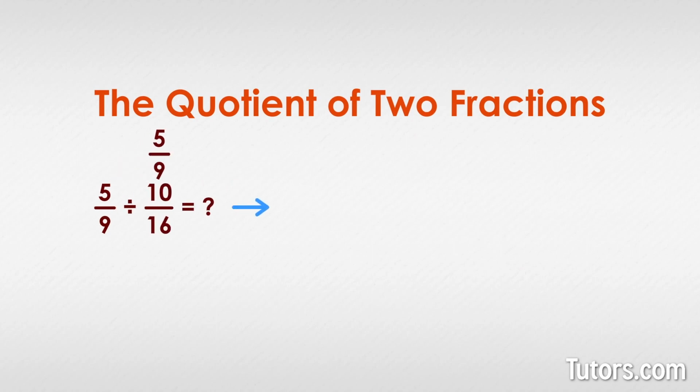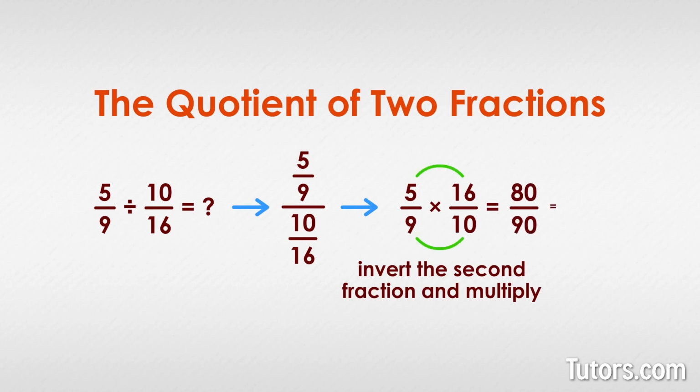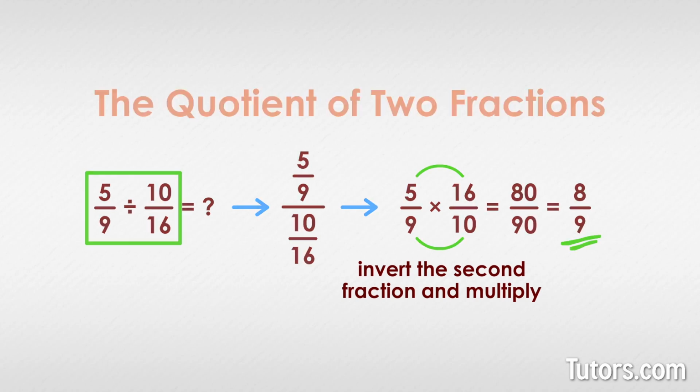Such a problem can also appear in this form. To divide fractions, you invert the second fraction and multiply. You multiply top to top and bottom to bottom to get 80 over 90, or 8/9. The quotient for 5/9 divided by 10/16 is 8/9, or 8 divided by 9.